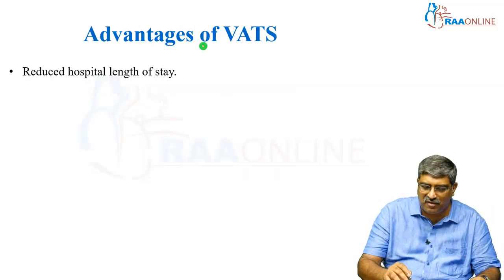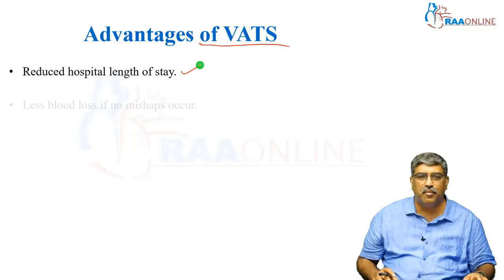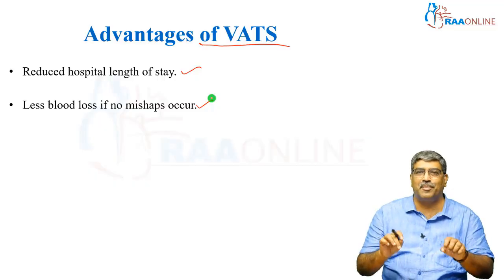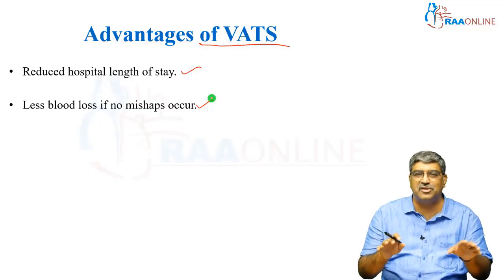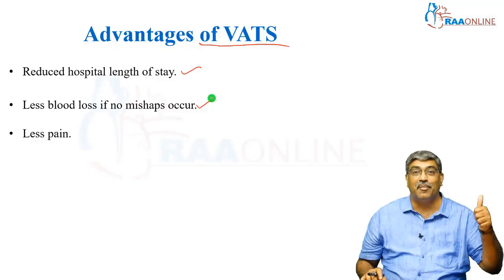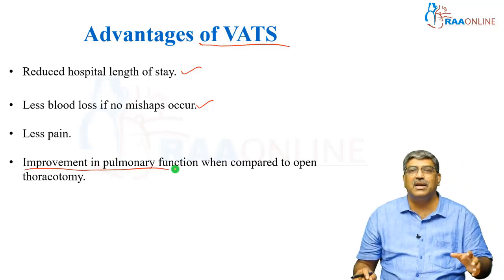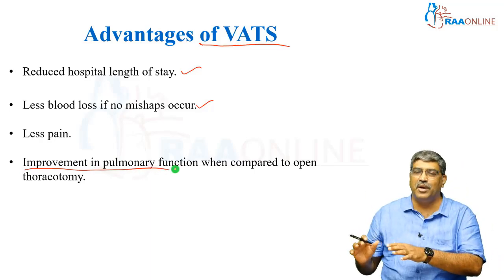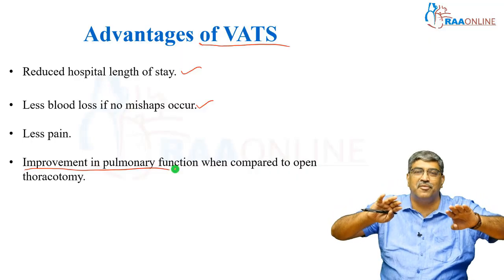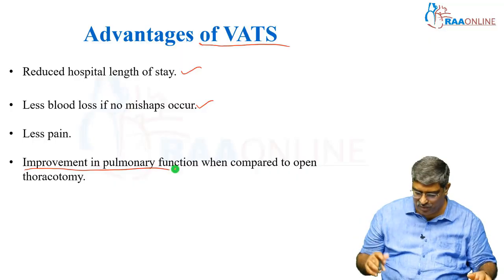Coming to the advantages of video assisted thoracoscopic surgery, the hospital length of stay is very minimal. There is very minimal blood loss, provided no mishaps happen or a vessel is injured. If no vessel is injured, there is definitely very minimal blood loss when compared to open thoracic surgery. The pain is going to be very minimal, and the most important advantage is improvement in pulmonary function when compared to open thoracotomy. In open thoracotomy, you retract the ribs, you damage some nerves, muscles, everything, and the recovery in pulmonary function will take a long time in open surgery when compared to VATS.